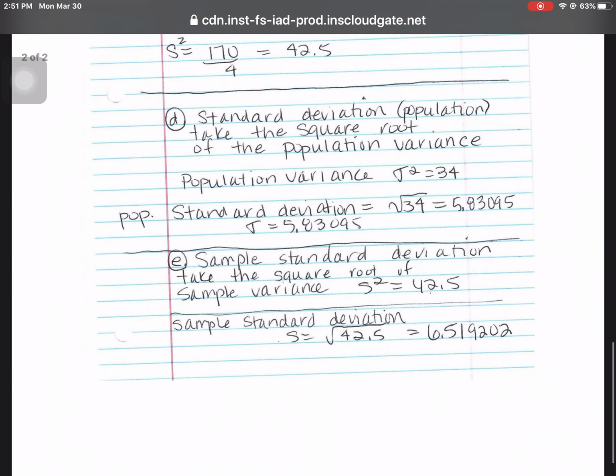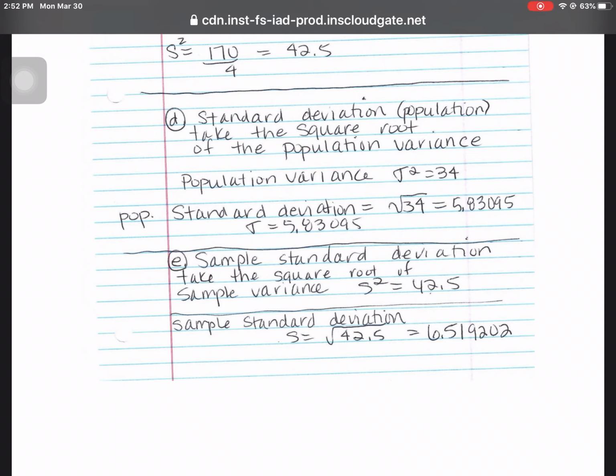Now, the standard deviation, you just take the square root of the variance. So, Part D, the standard deviation for a population is you take the square root of the population variance. The population variance was 34. The square root of 34 is 5.83095. I'm going to talk about rounding in a separate video.